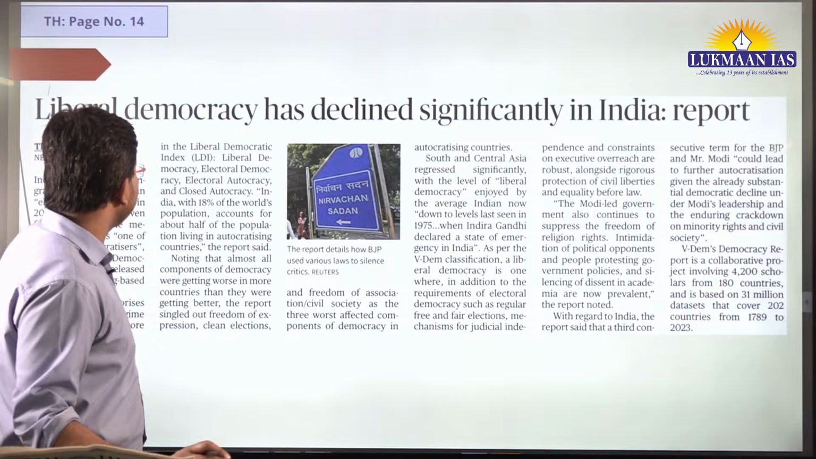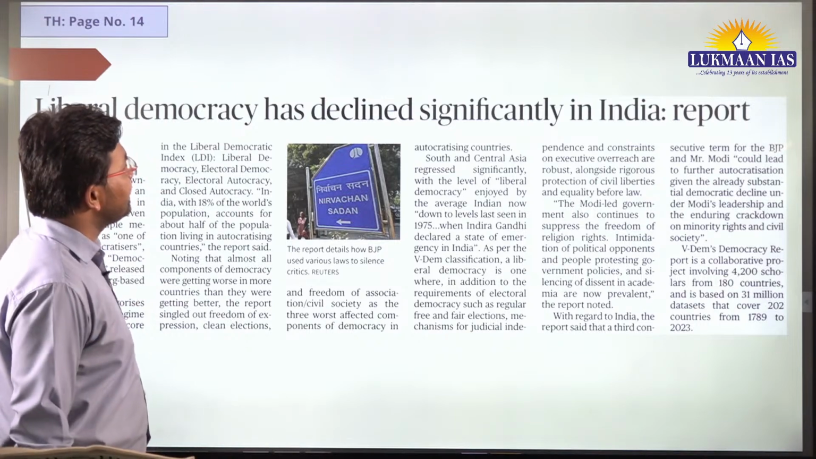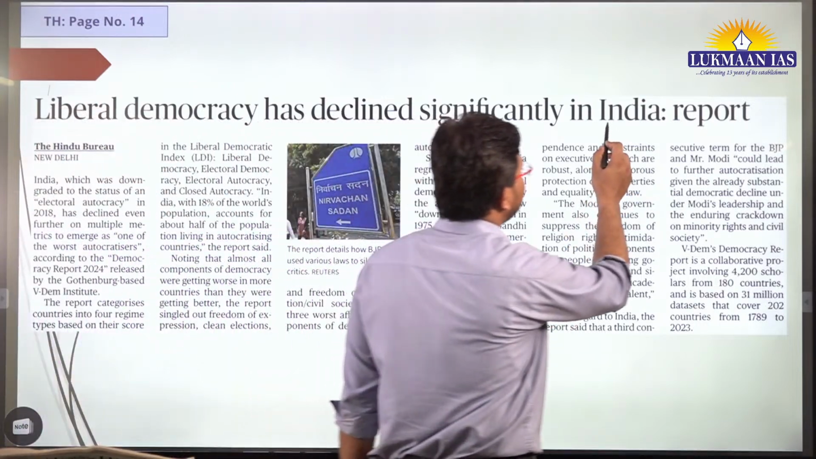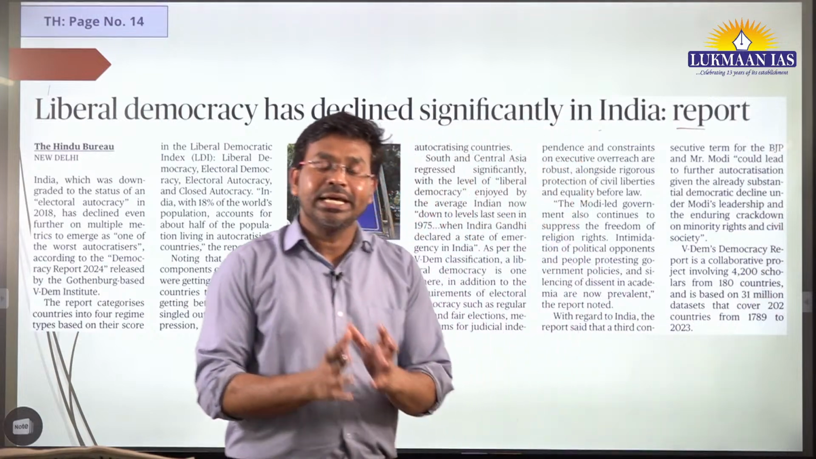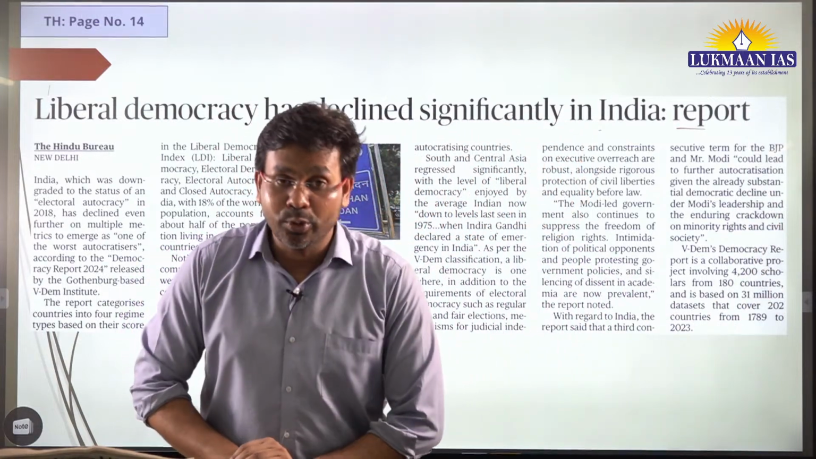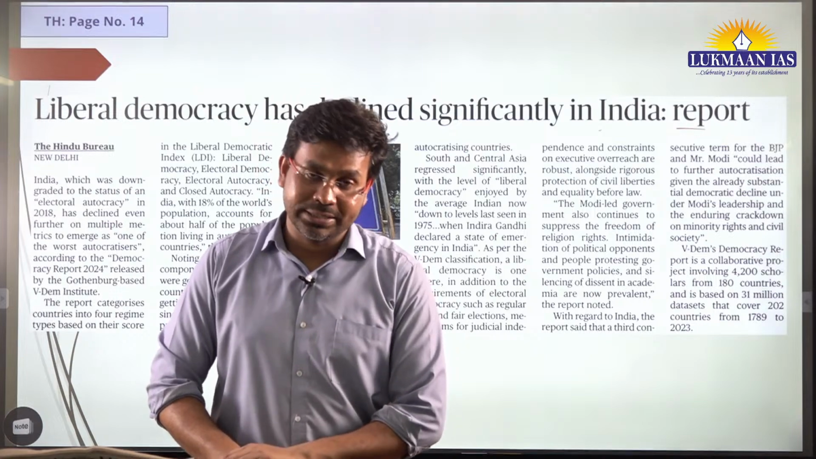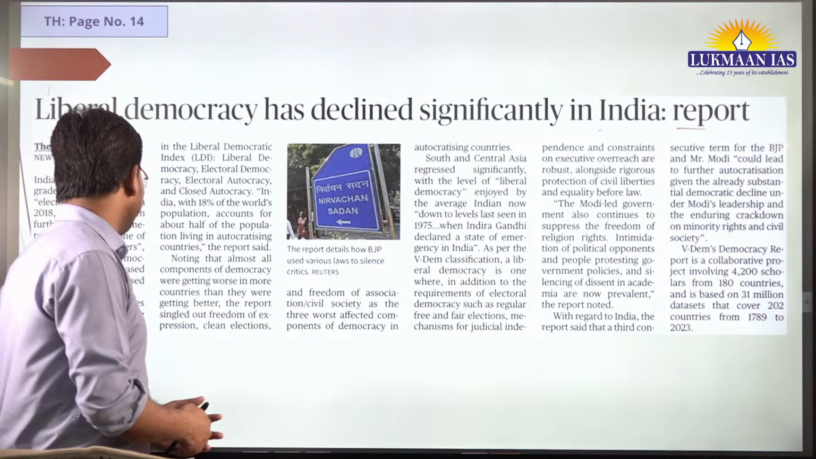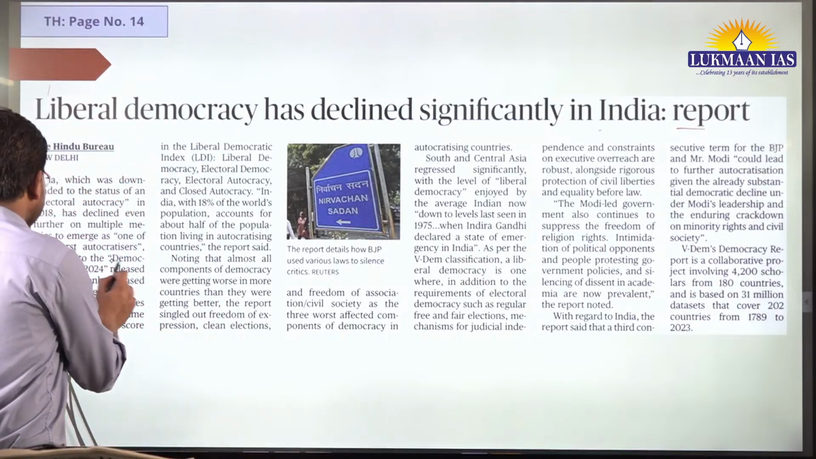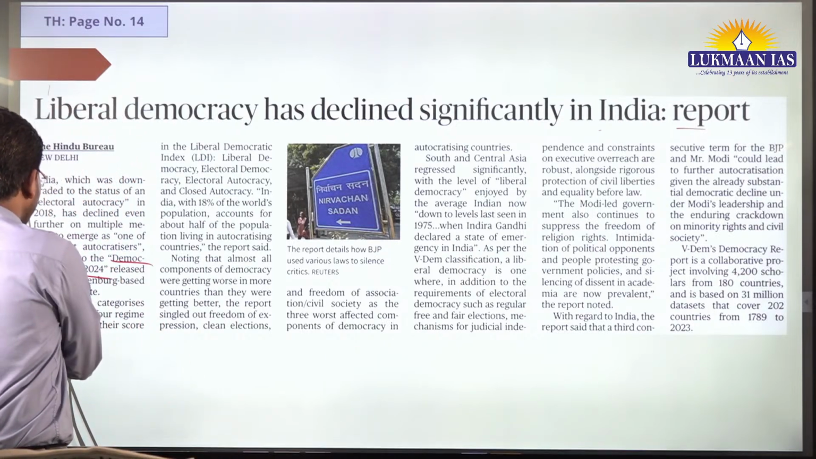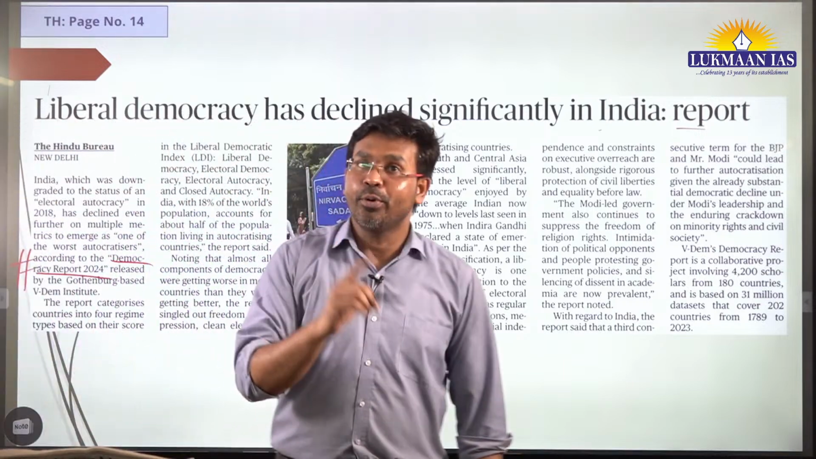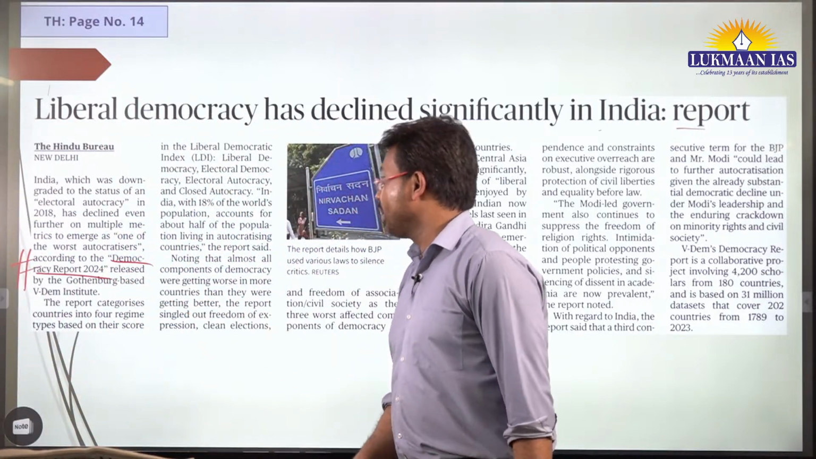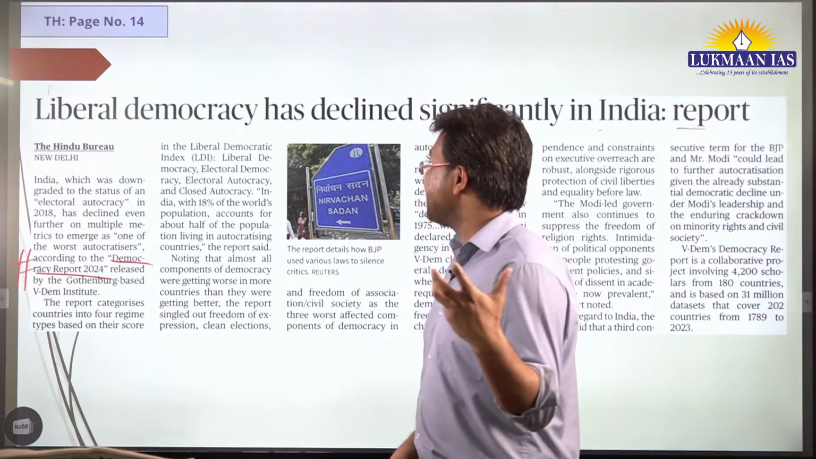Now we have another article. It says liberal democracy has declined significantly in India: report. Recently a report has been published. That report talks about liberal democracy, about the democratic strength of a country. The name of that report is Democracy Report 2024. What is the name of the report? Democracy Report 2024. And this report compiles an index also.